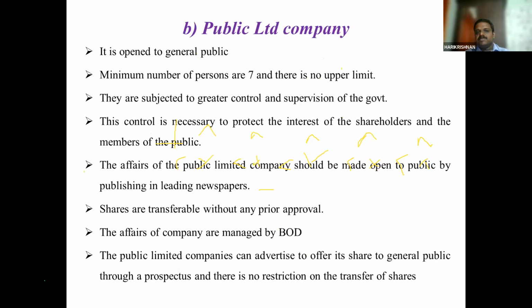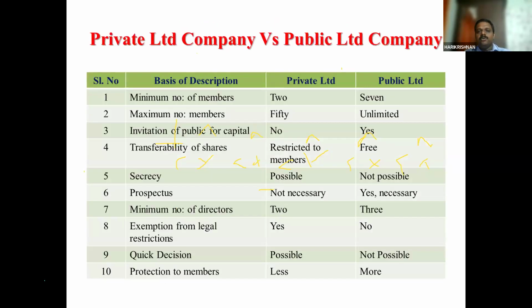Public limited companies need a minimum of 7 persons, and there is no upper limit. What happens is that the shares can be purchased by the people. So the shares will be open, and the people can purchase the shares. This comes under public limited companies. It will be open to the public.